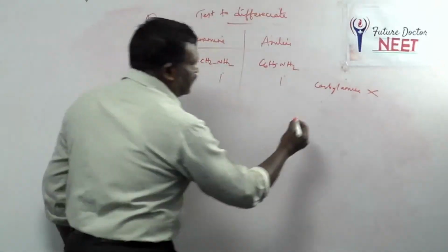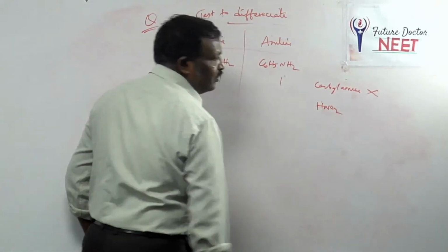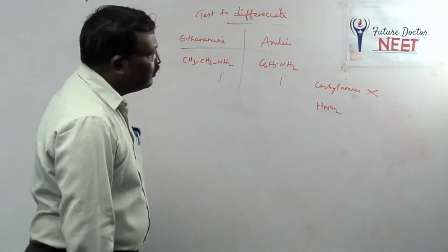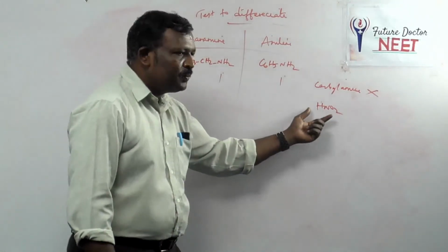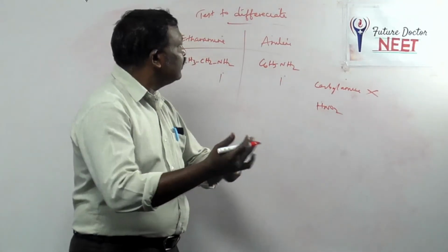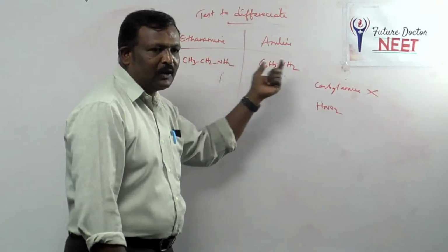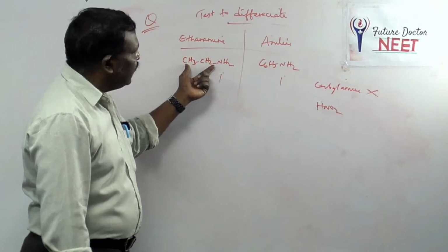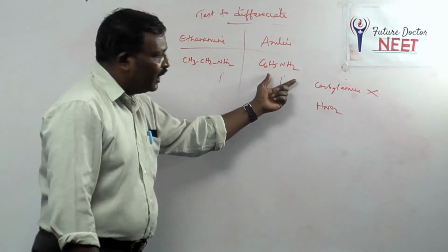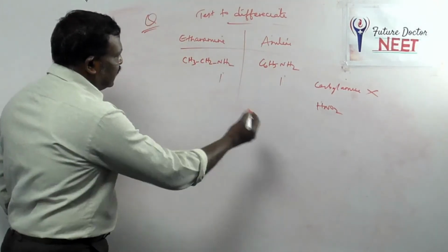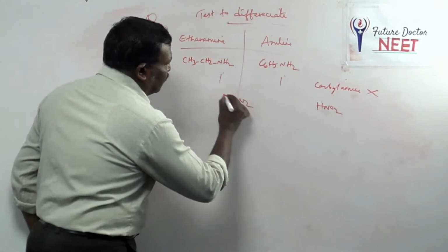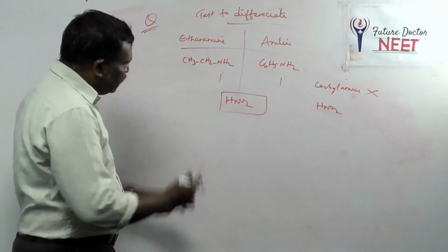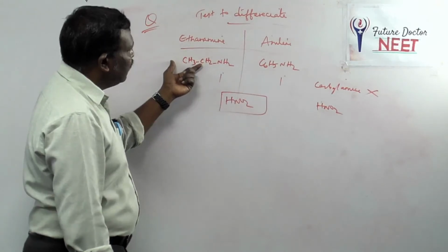Then come to the nitrous acid test. I told you about the nitrous acid test. It's a test to differentiate aliphatic amine and aromatic amine. This is what? Aliphatic primary amine. This is what? Aromatic primary amine. So, what's the answer? Nitrous acid test to differentiate ethanamine and aniline.